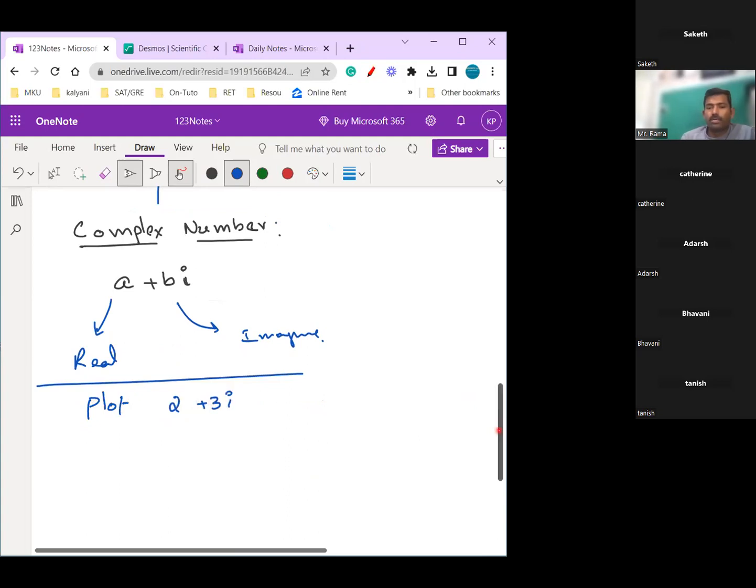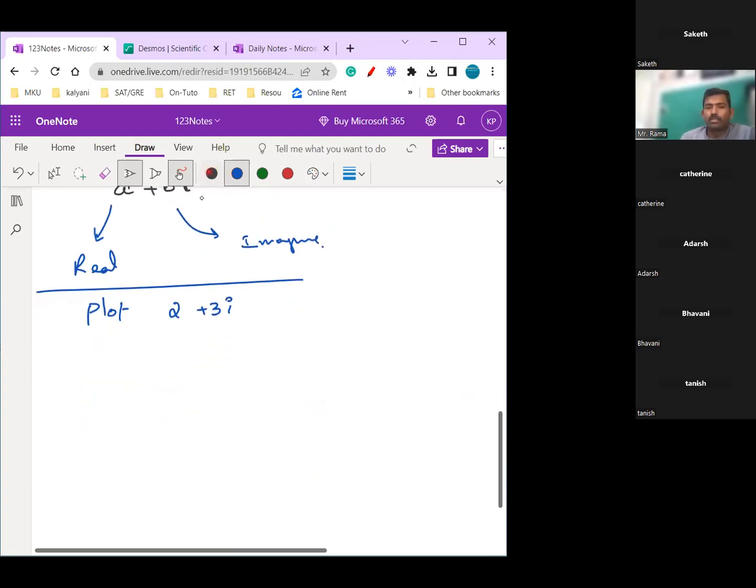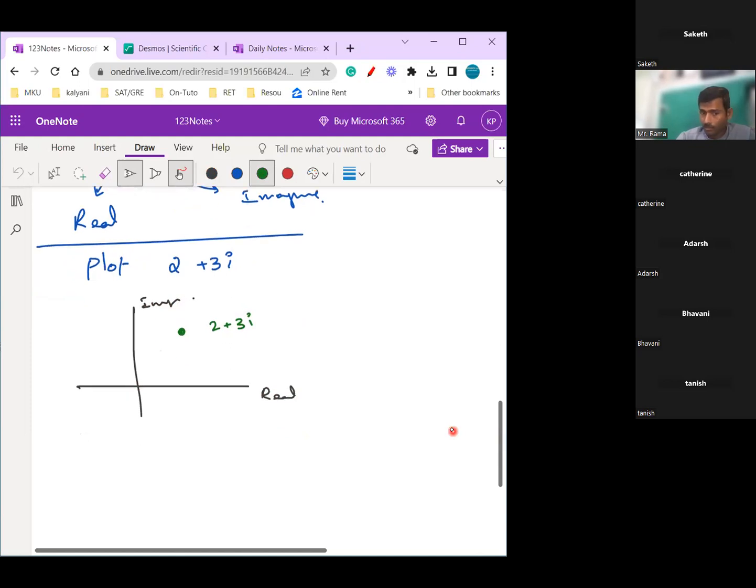If you need to plot 2 plus 3i, you take a coordinate plane. This is x and y, but in this case you say this is real and this is imaginary. So the 2 goes here, and then 3: 1, 2, 3. This is your 2 plus 3i complex number plotted. If you want to plot the point, that's what you need to do. Good to go? All good?